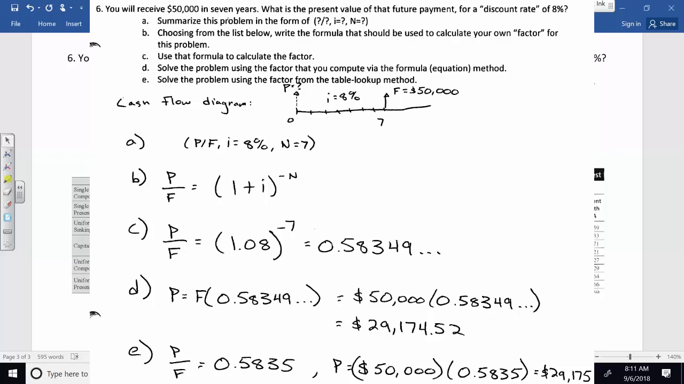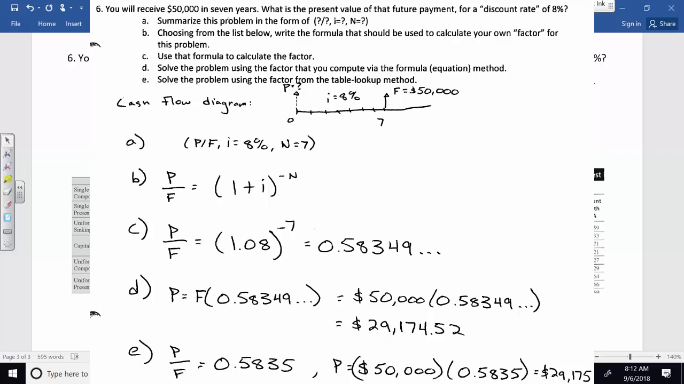Okay, so the way to think about that is that if someone offered you $29,174 today, you could put it into the bank at 8%, and it would be equal to $50,000 after 7 years, as there was annual compounding. So any questions about either the cash flow diagram or questions about how we calculated this number or questions about what this number means? So this was the equation method.